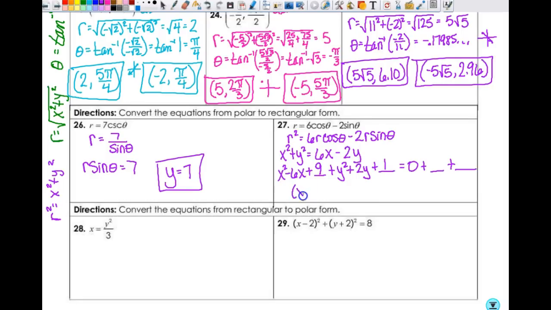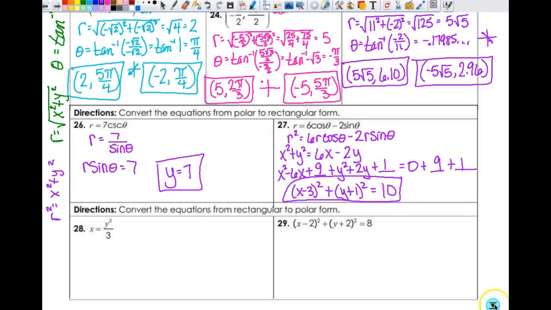So this is going to give me x minus 3 squared plus y plus 1 squared equals, well, since I added 9 and 1 over there, I got to do that over there, it equals 10.